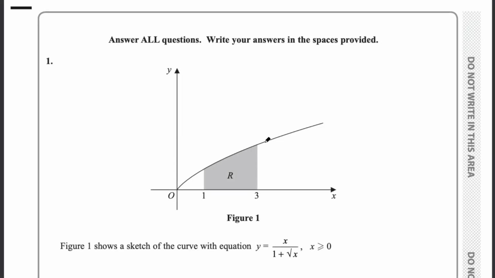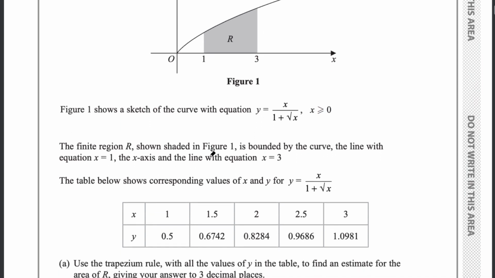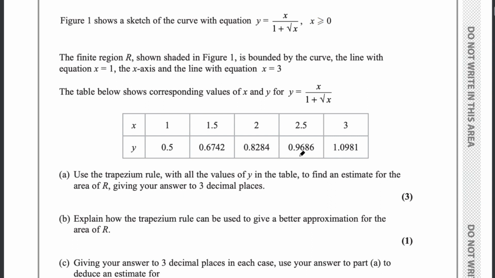Question 1 gives us a graph, and it says figure 1 shows the sketch of the curve with equation y equals x over 1 plus root x, where x is greater than or equal to 0. The finite region R shown shaded in figure 1 is bounded by the curve, the line with equation x equals 1, the x-axis and the line with equation x equals 3. The table below shows corresponding values of x and y for y equal to x over 1 plus root x. Here's the table of values.